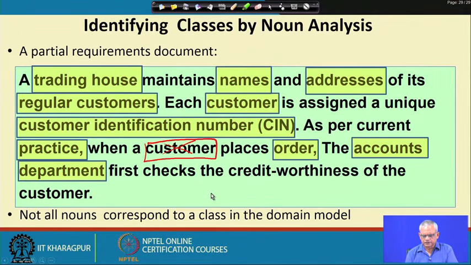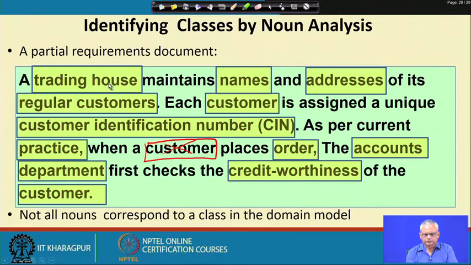Accounts department, creditworthiness, and again customer. Now, we need to ignore or delete those which are either users or with which we cannot assign any data or methods. So, trading house we can eliminate, this is just the name of the software, and these are the attributes, we cannot assign any further methods or data with this, so you can eliminate that.